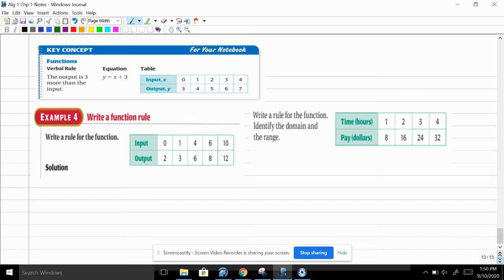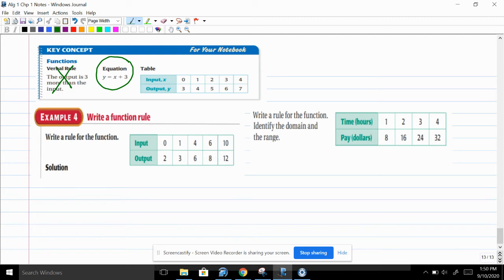Writing a rule for a function. This is the last thing we're going to cover in this section. A verbal rule, I'm not necessarily concerned about what the verbal rule is. When they give you an equation, like I said earlier, typically they're going to give you an equation with an x and a y. In this case, they give us y is equal to x plus 3.